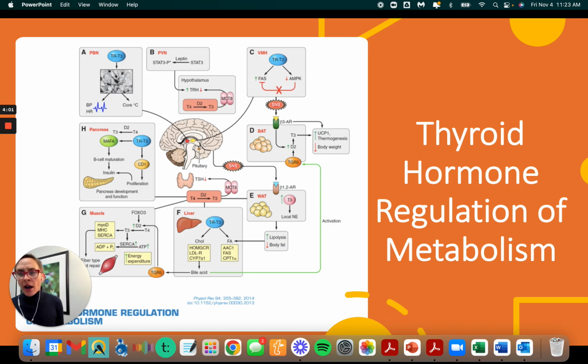The thyroid hormones, the hormones that are produced from the thyroid gland, mainly T4 and T3, truly are the master regulators of metabolism. And this is a really busy slide, but if you look at this, the thyroid gland here is kicking out T3, T4, and it's impacting all these different biochemical processes in the body.